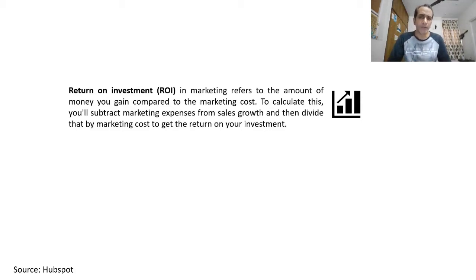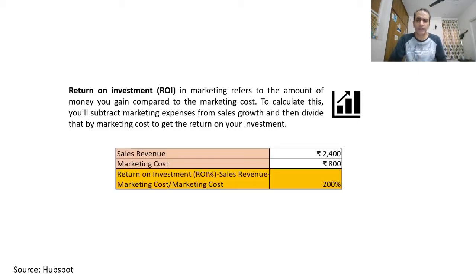Let's see it with an example. If the sales revenue of a company is 2,400 rupees and the marketing cost it incurs is 800 rupees, then the return on investment in percentage would be sales revenue minus the marketing cost divided by the marketing cost. So the ROI here would be 2,400 rupees minus 800 rupees, which is equal to 1,600 rupees, divided by 800 rupees, which is 2. And in percentage terms, it would be 200%.